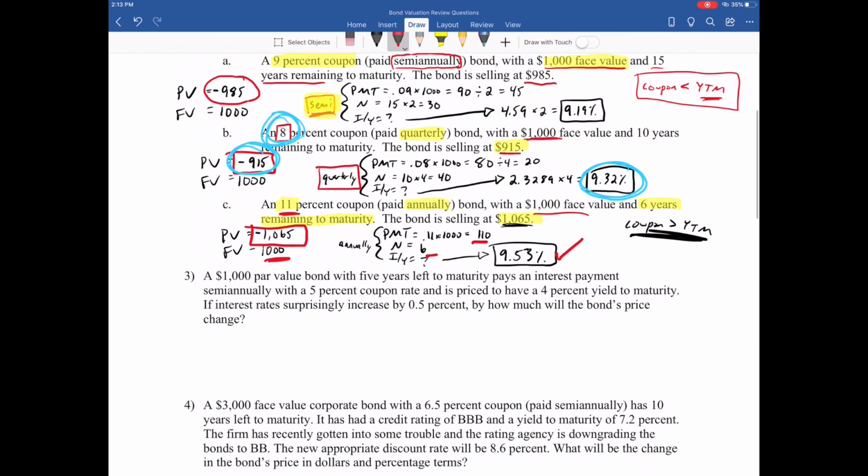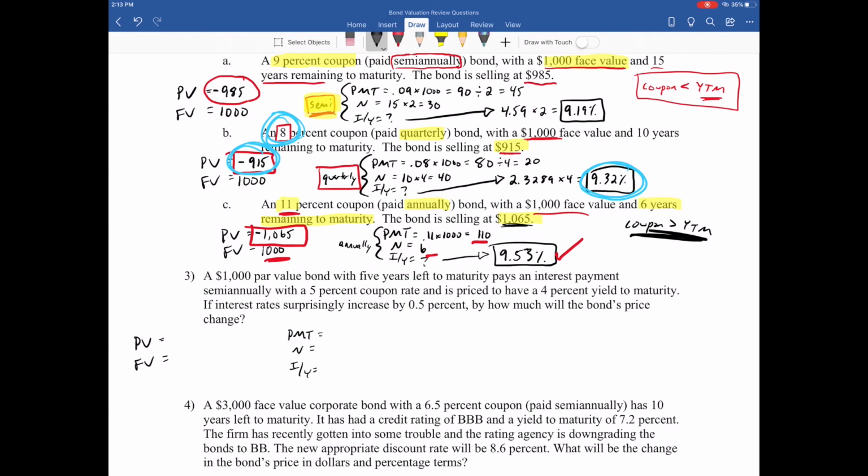So looking at number 3 here, we have a $1,000 par value bond, 5 years left to maturity, interest paid semi-annually with a 5% coupon rate, priced to have a 4% yield to maturity. If interest rates surprisingly increase by 0.5%, how much will the bond's price change? So we're going to have 2 calculations here, one for what the current price is, and then one for what the future price will be if interest rates do actually increase by 0.5%. Before we even get started here, we know that we are solving for the price. So we are solving for the present value.